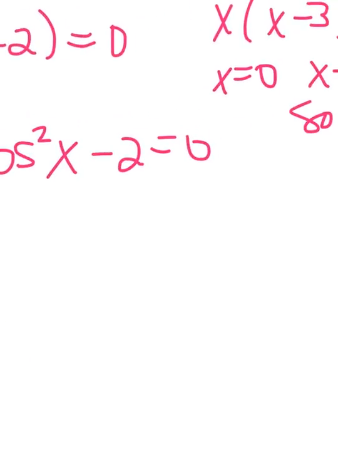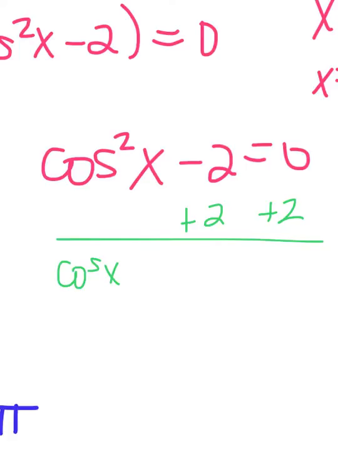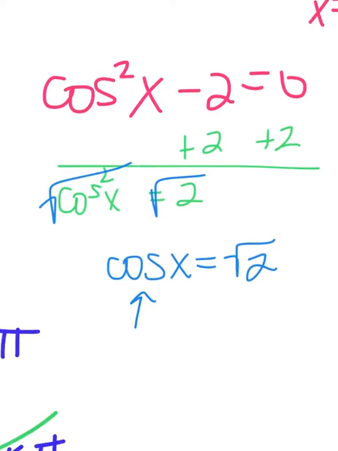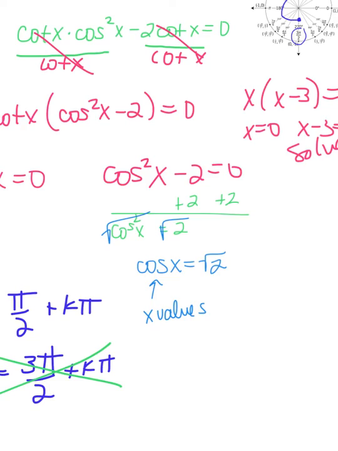Now I go over to cosine. Solve this like you would a normal algebra problem. What do I do first? Add 2 to both sides. So cosine squared of x equals 2. How do I get just cosine? Square root. So I'm going to go to the unit circle and look for what values? Cosine is x values. Where on the unit circle, guys, are all the cosine values root 2?